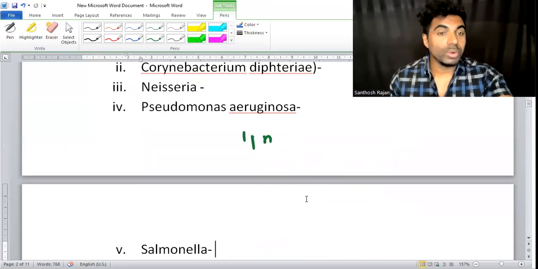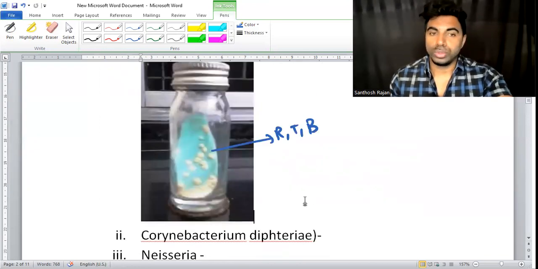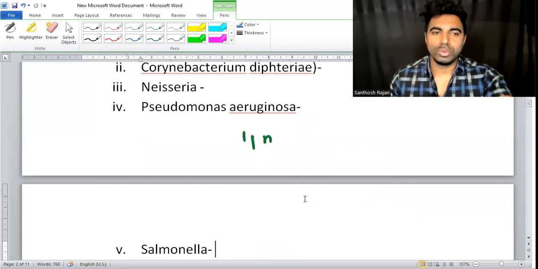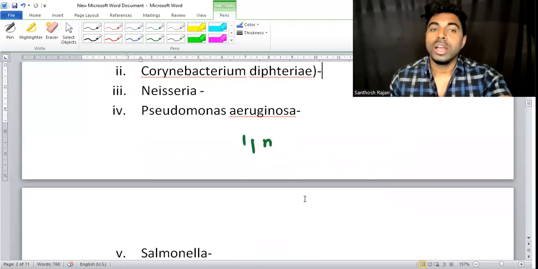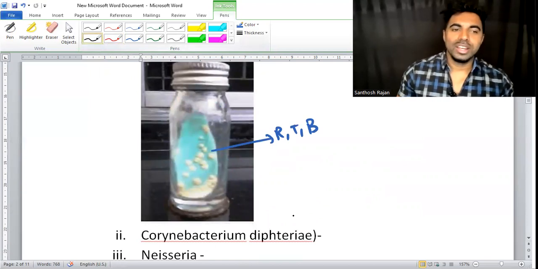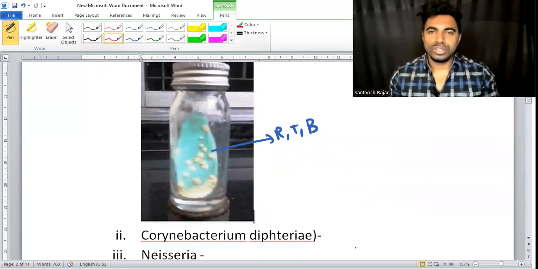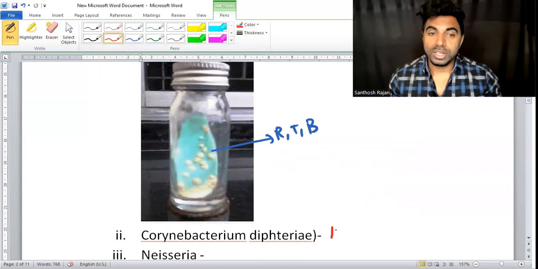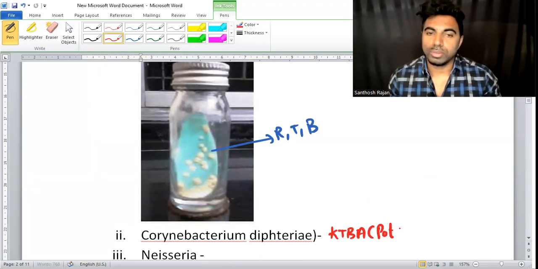Now, Corynebacterium diphtheriae, what is the special media? You already spoke about one media. Which media is that? The enriched one. Am I getting some answer? The enriched media for Corynebacterium is LSS. For the special media, KTBA. KTBA is potassium tellurite blood agar. Potassium tellurite blood agar. So, how to remember this?